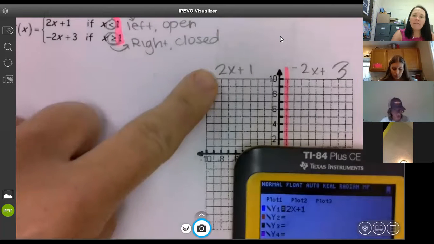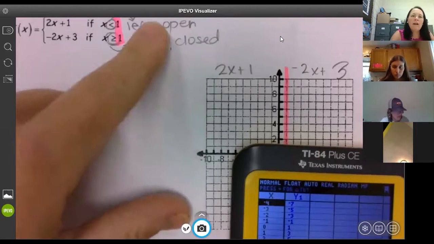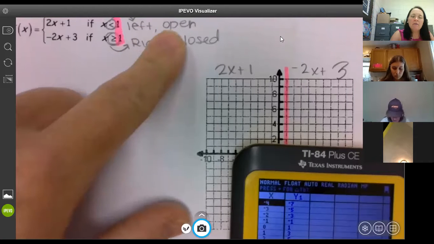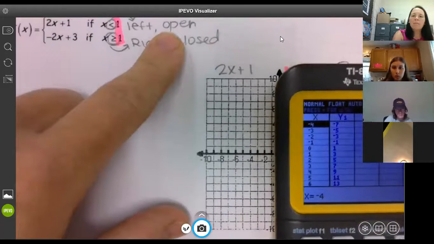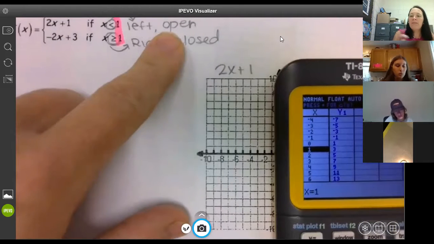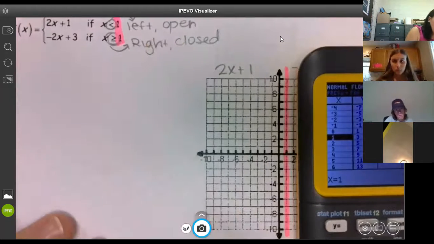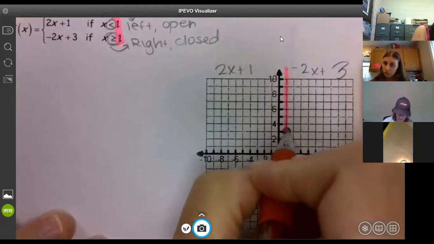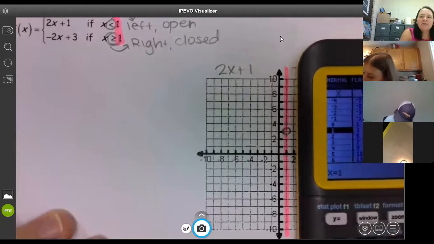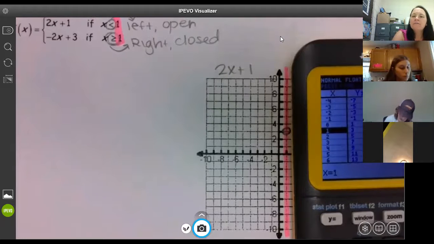So I'm going to start on my left side, 2x plus 1, and I'm going to look at my table. What happens on the boundary? What does it say? 1. Open. And where was that boundary at? 1. Go to the 1, and then we're going to graph to the left. So our coordinate is 1, 3, and you said it was open. And again, that's just coming from my calculator. My calculator says 1, 3. What's the next coordinate to the left?